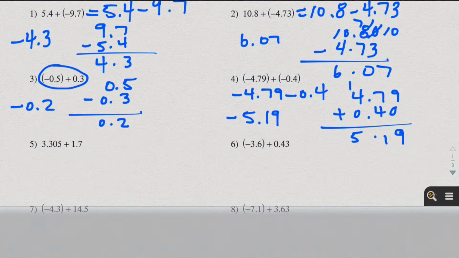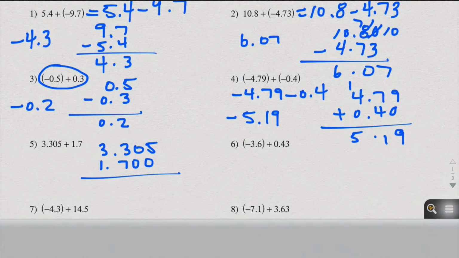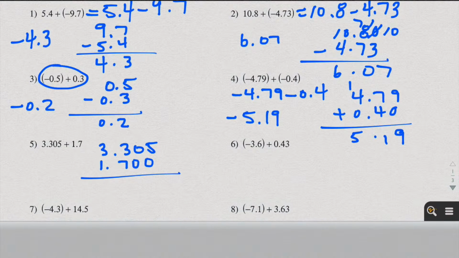Okay, number 5, 3.305 plus 1.7. There's no trick with having a negative or anything like that, so we'll just write it as we see it and add those zeros, and we can just add straight up and down. So 5 plus 0 is 5, 0 plus 0 is 0, 3 plus 7 is 10. Put the decimal. 1 plus 3 plus 1 is 5. And we end up getting 5.005.